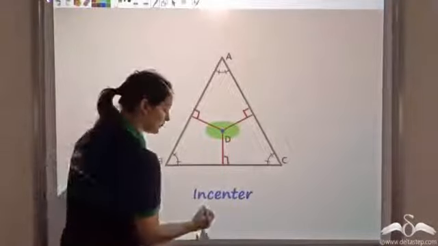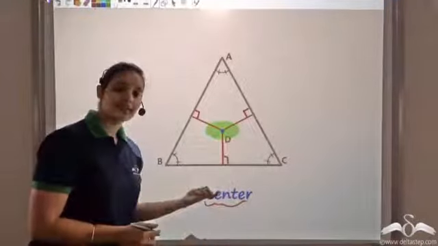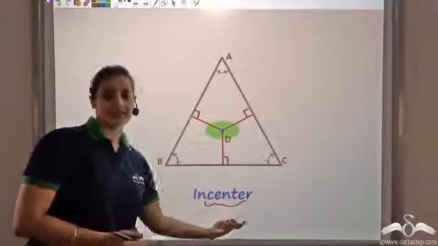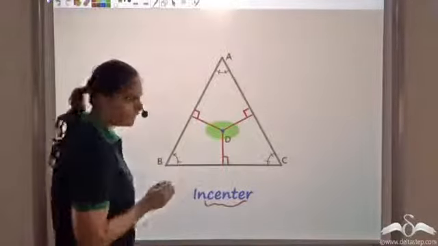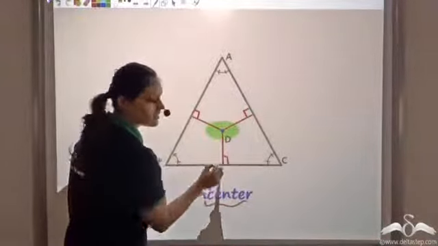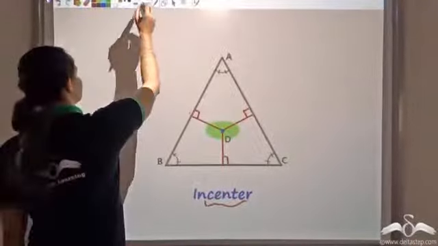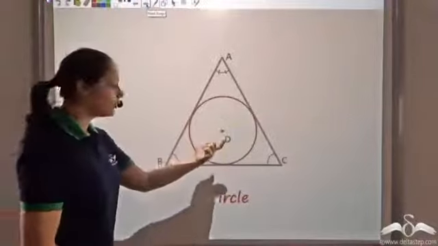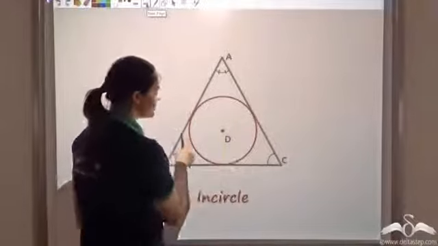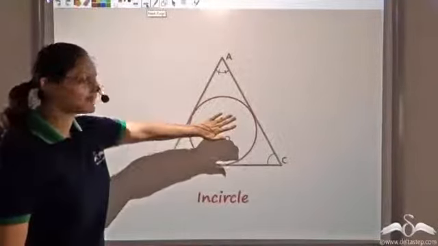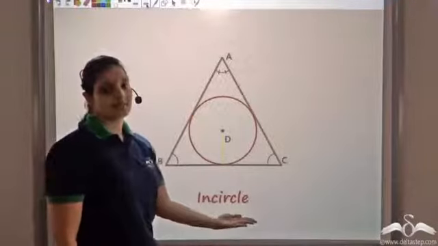Now, why incenter? Is this a center of a triangle? Is it inside the triangle? That's why it's incenter. Why is it incenter? So let us see. If you take D as your center and either of these lines as the radius, and try drawing a circle, you can basically get a circle which just touches the sides of the triangle. So this circle is inside the triangle, and hence it is called the incircle.